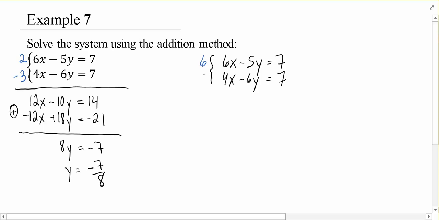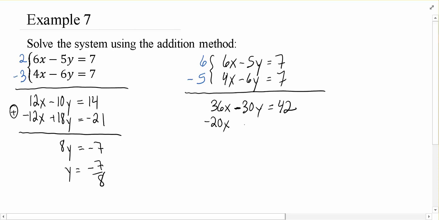If I brought the y's both up to 30s, well, right now they're negative 30, so I need to make one of those positive and one negative. So let's go ahead and change the sign of that one. Let's distribute those across and see what we get. We get 36x minus 30y equals 42. We get negative 20x plus 30y equals negative 35.